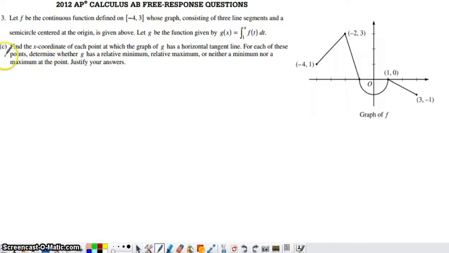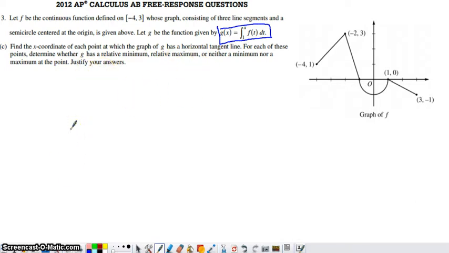So here we'll check out Part C of number 3 from the 2012 AB as well as the BC exam. In Part C, they want us to find the x-coordinate of each point where the graph of G has a horizontal tangent. Now G is not the function that we're provided with the graph of. G is defined to be this, which we're going to have to use the graph to make some sense out of. For each of these points, determine whether G has a max, min, or neither at those points, and then justify your answers.